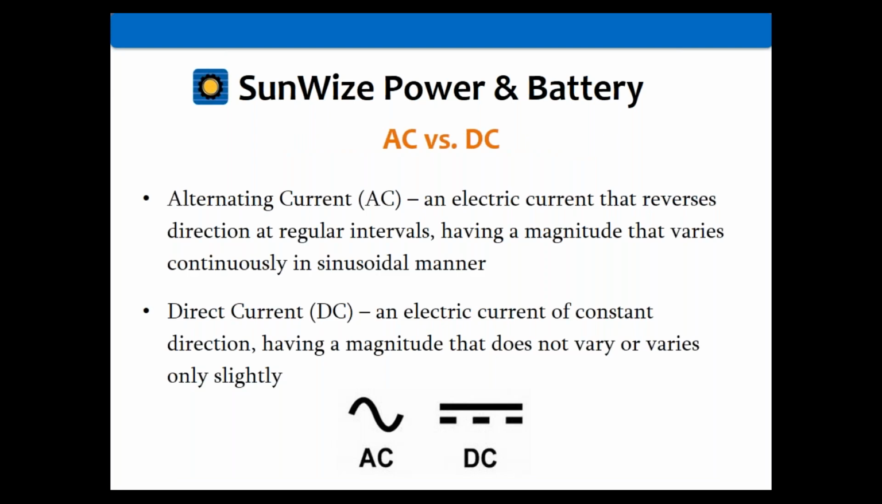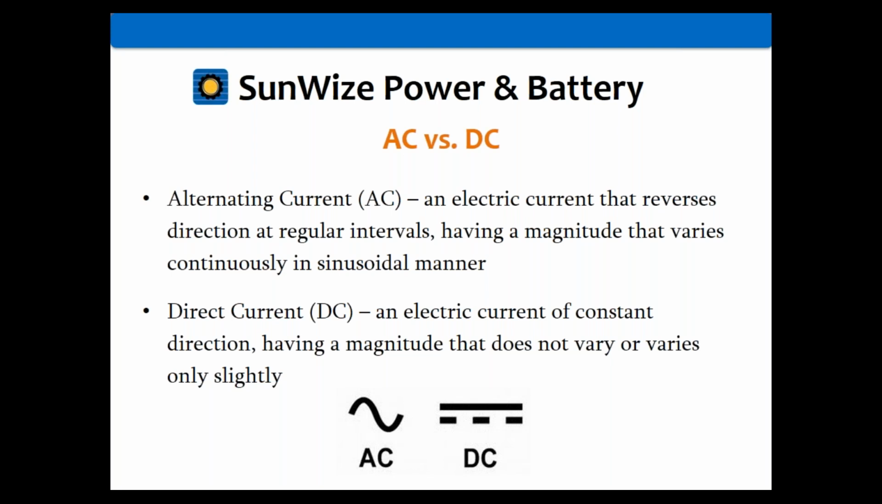Okay, so now let's jump into AC versus DC a little bit. Alternating current, usually shortened to just AC, is electrical current that reverses direction at regular intervals. We're going to get into those intervals a little bit further and talk about frequency. It has a magnitude that varies continuously in a sinusoidal manner. It's important to understand that it's usually defined with a sine wave.